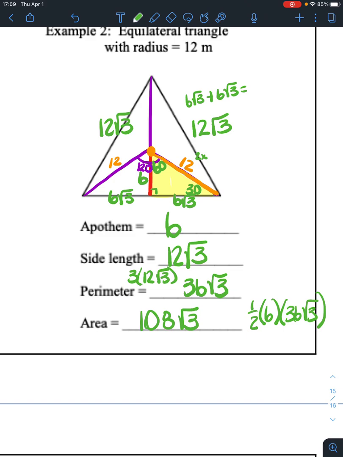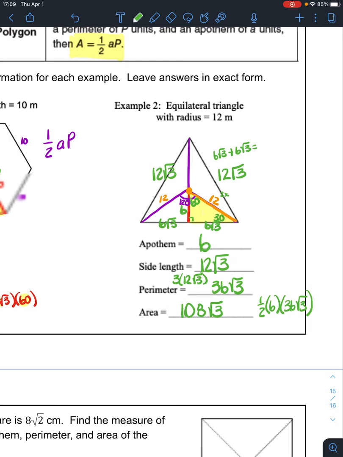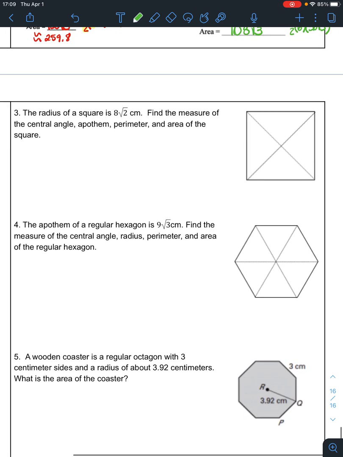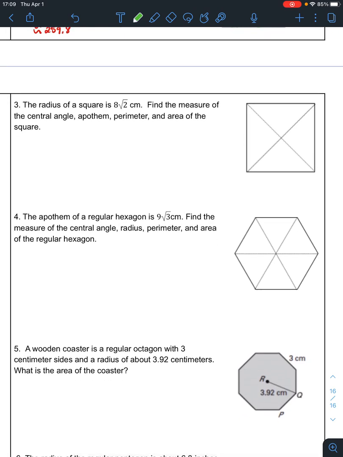And you get 108 root 3. When you leave it exact, you don't multiply the square roots, you don't multiply the pies, you don't multiply any of that. Okay?